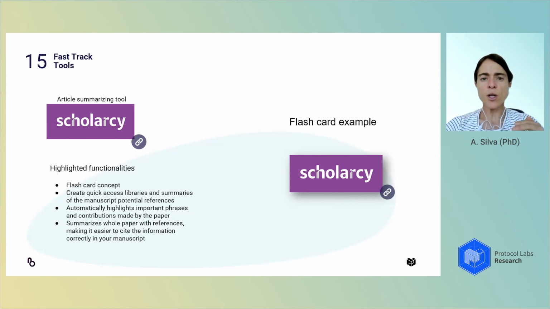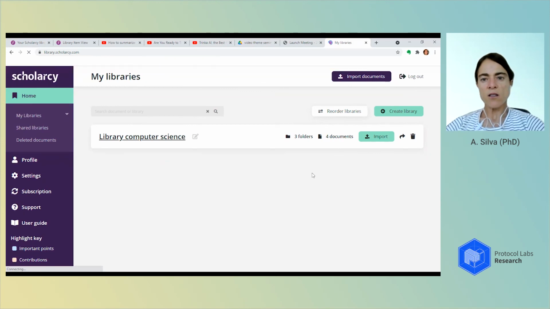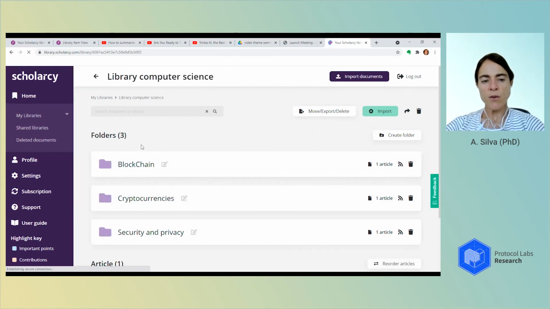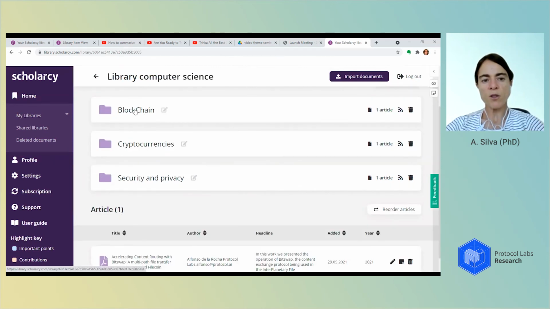It has something that's incredibly useful, which is a flashcard example. So I'm going to show you how it looks. So this is an online app, pretty much, where, as you can see, you can create libraries by topics or by whatever you wish. So I created one called Computer Science, and I subdivided it into 3 folders: subtopics, blockchain, so papers I've read on blockchain, papers I've read on cryptocurrencies, papers on security and privacy, whatever. You can choose pretty much anything.